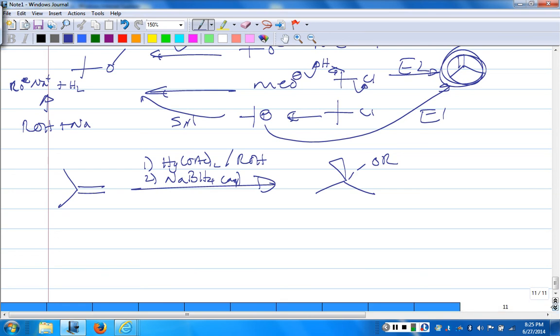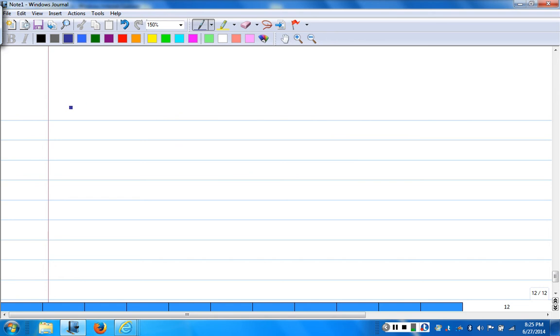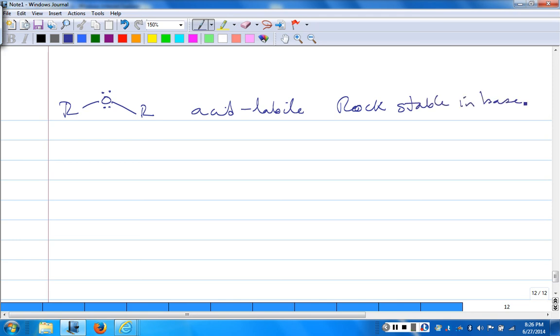The last point we want to make about ethers is a little bit of a subtlety. If you remember, we said ethers, by virtue of their lone pairs of electrons on the O, are basic, which means ethers are acid labile, right? Acid labile. Ethers, however, do not have an acidic H, and therefore ethers are rock stable in base, right? So if I have, for example, something like diethyl ether, and I treat that with hydroxide, there is no reaction. There's no reaction, A, because there's no acidic H, there's no H attached to O.